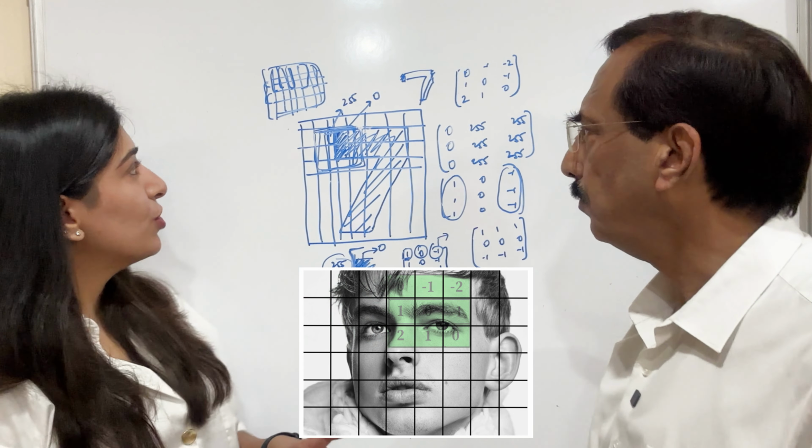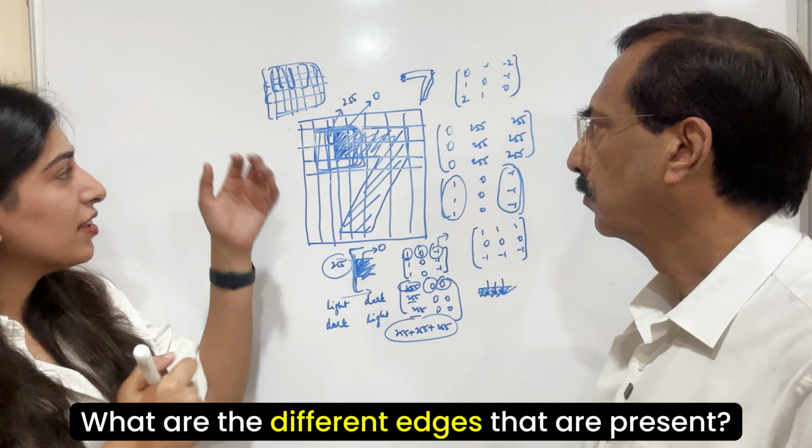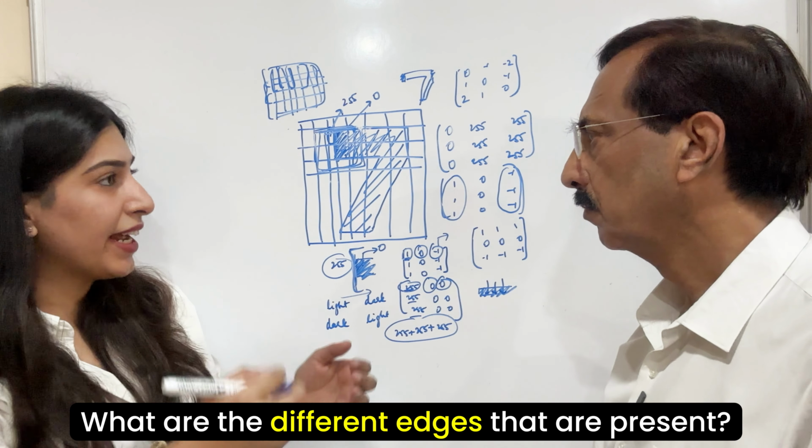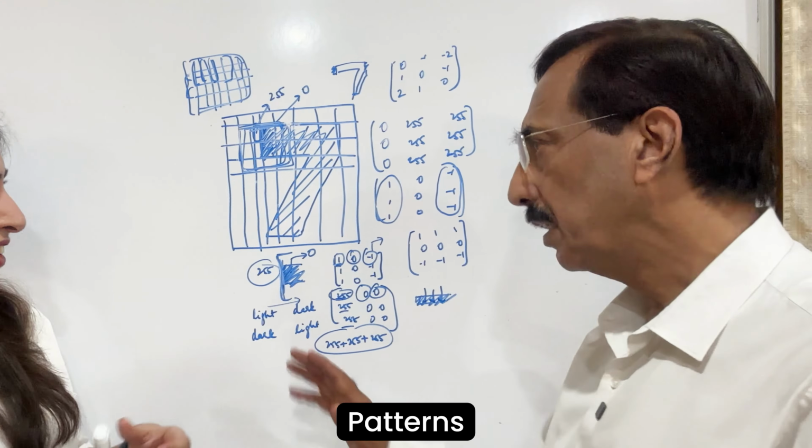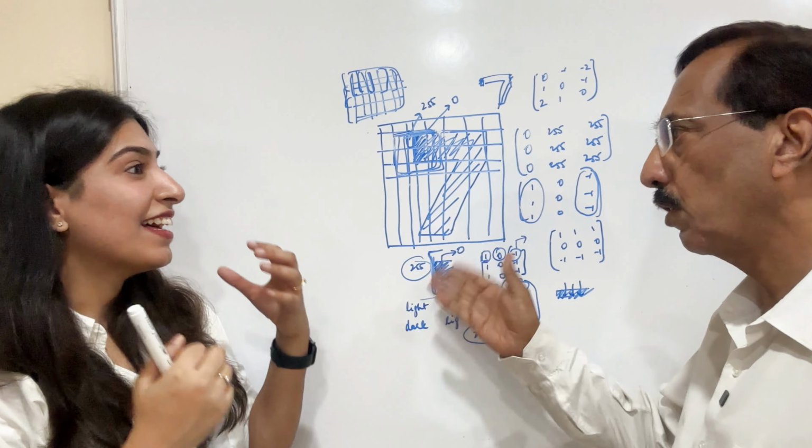So I'm going to go through the entire image and find what are the different edges that are present, and any different kinds of patterns that I can find. Based on that you'll be able to decipher whether it is 7 or something.